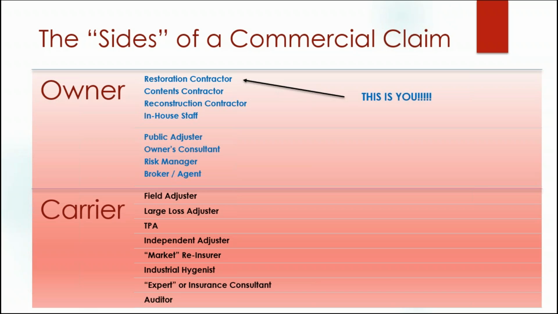You'll also have reinsurers. Once again, when policies get very large, the insurance companies look to lay off some of that risk. So they'll go out and they'll sell some of their risk to what they call reinsurers.